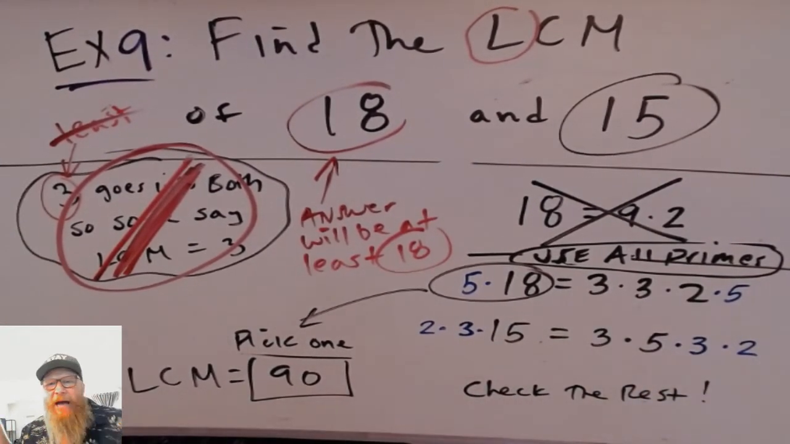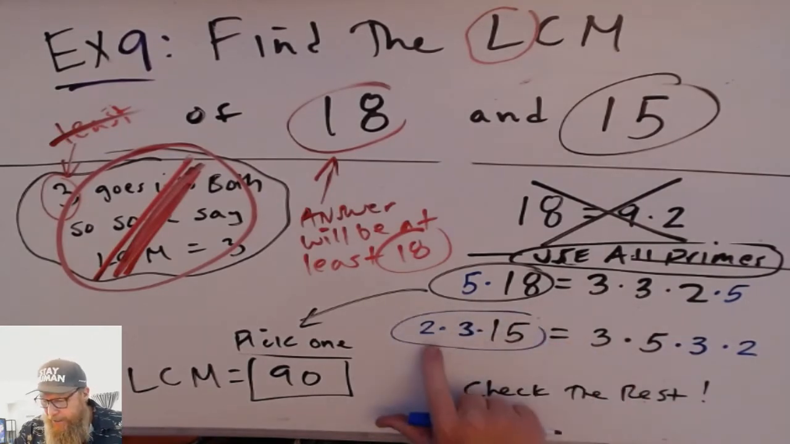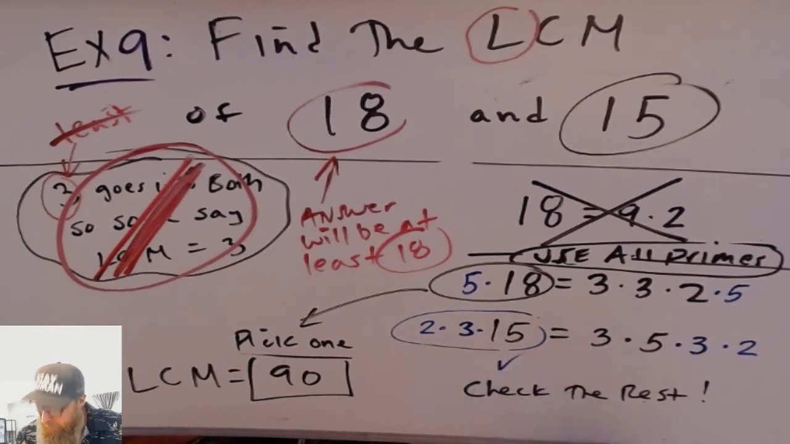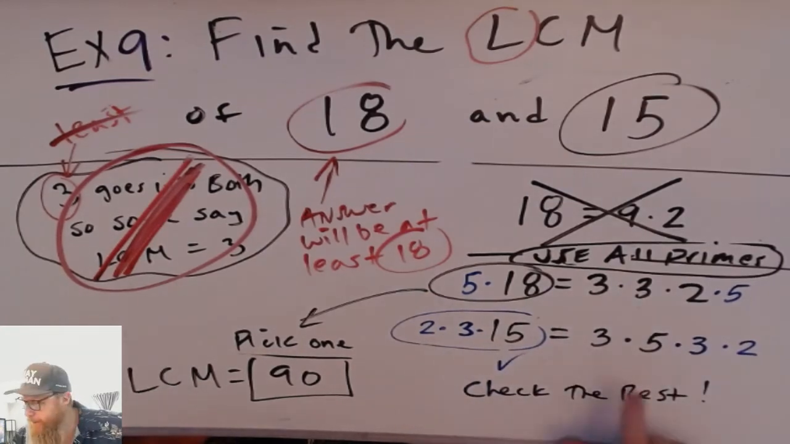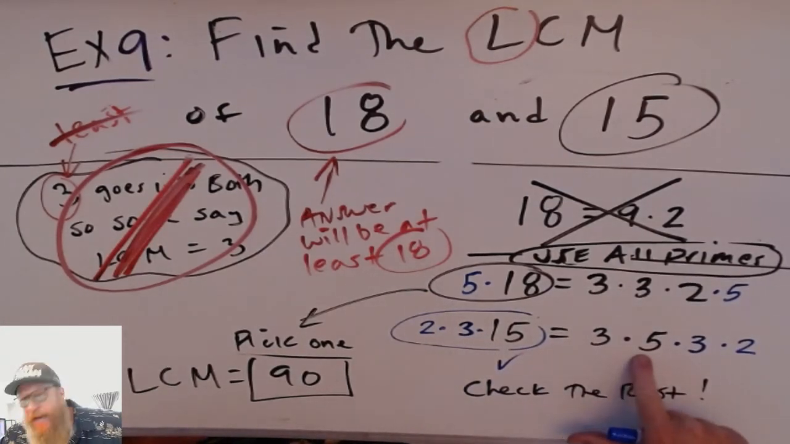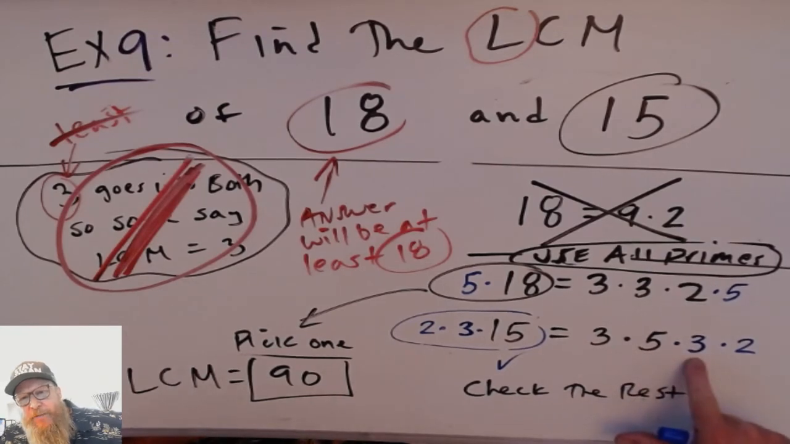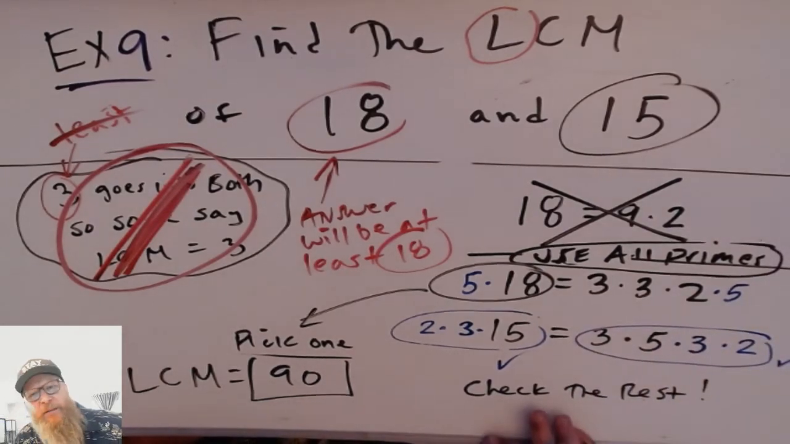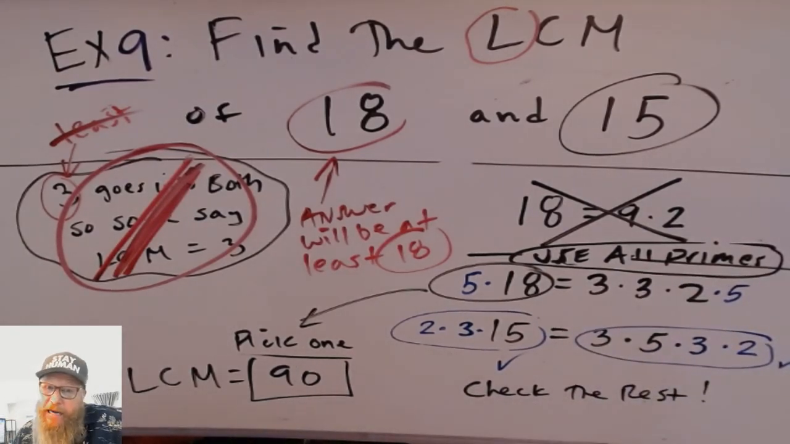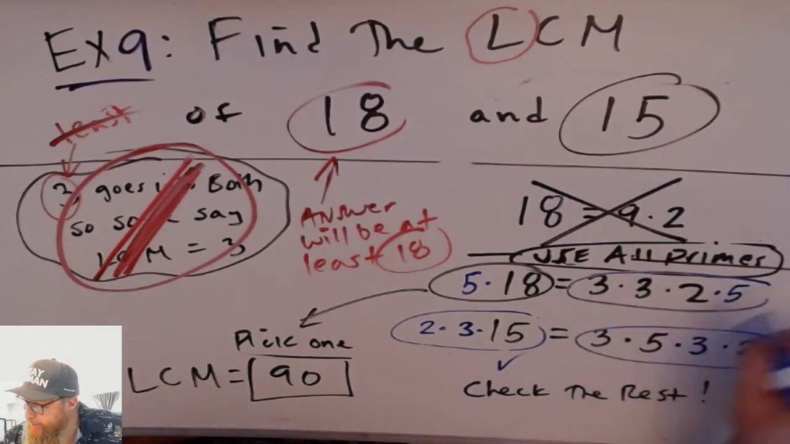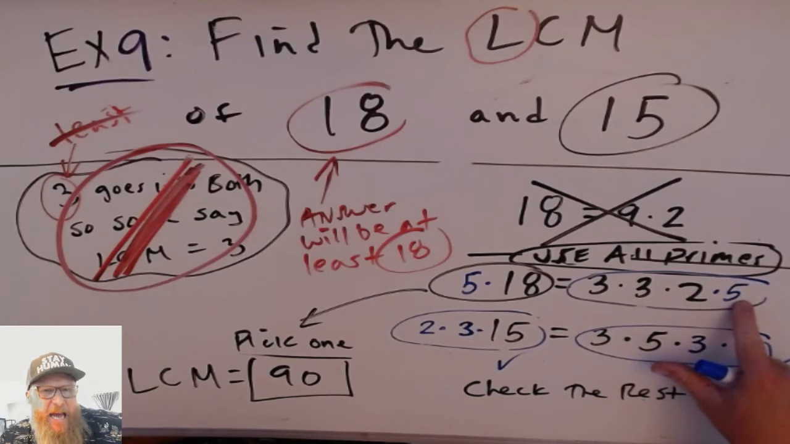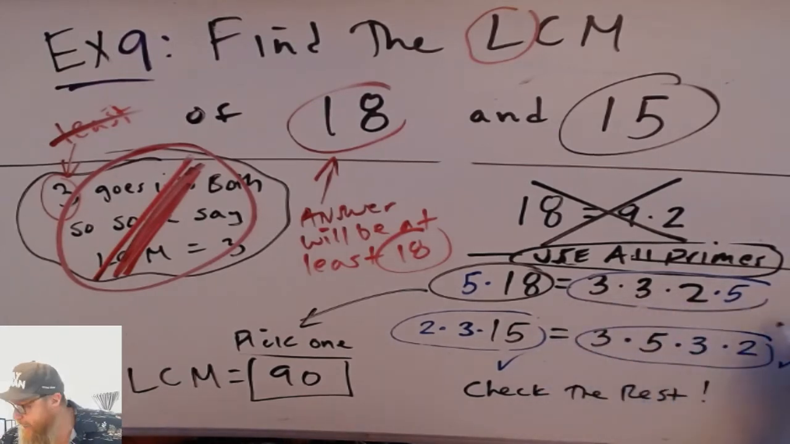If you want to check, it's not that bad, right? Let's try this one. 2 times 3 is 6. 6 times 15, still 90. 3 times 5 is 15. 15 times 3 is 45. 45 times 2, still 90. If they don't all come out to be 90, I know I made a mistake here. How about this one? 3 times 3 is 9. 2 times 5 is 10. 9 times 10 is still 90.